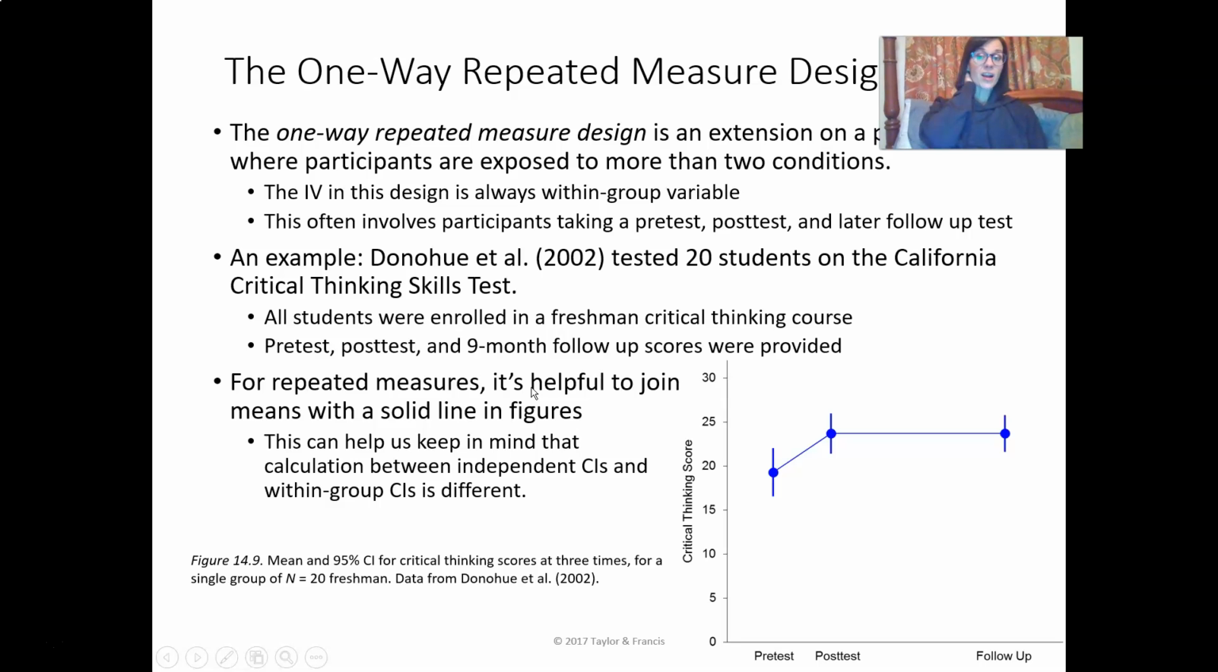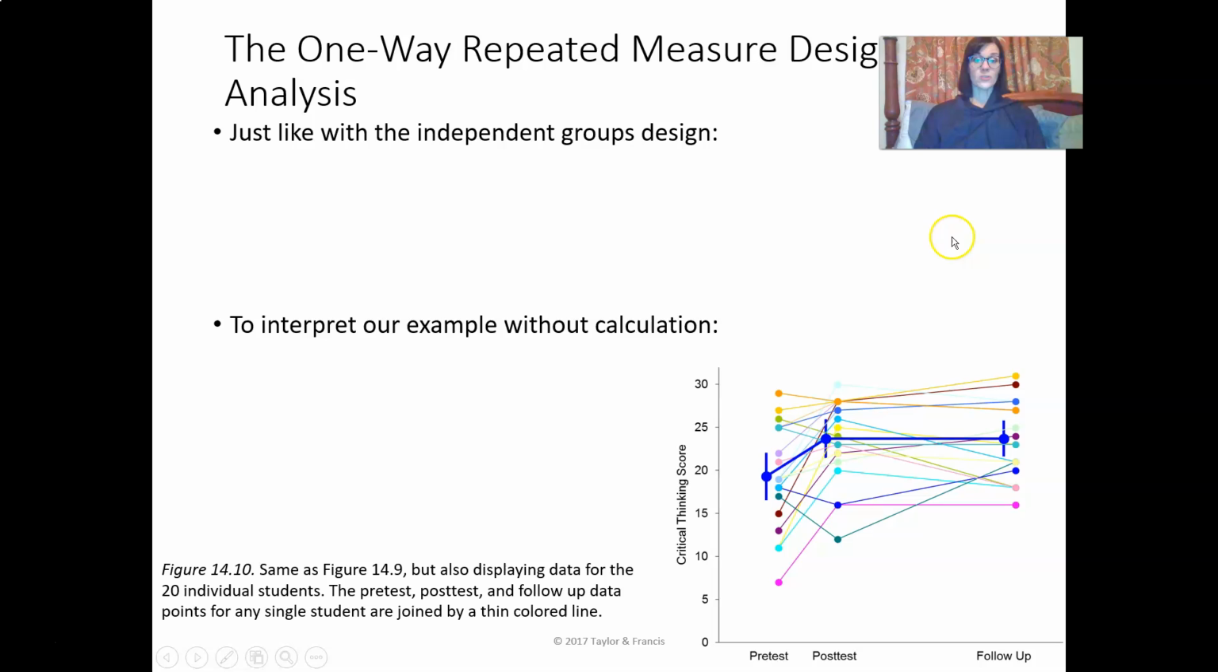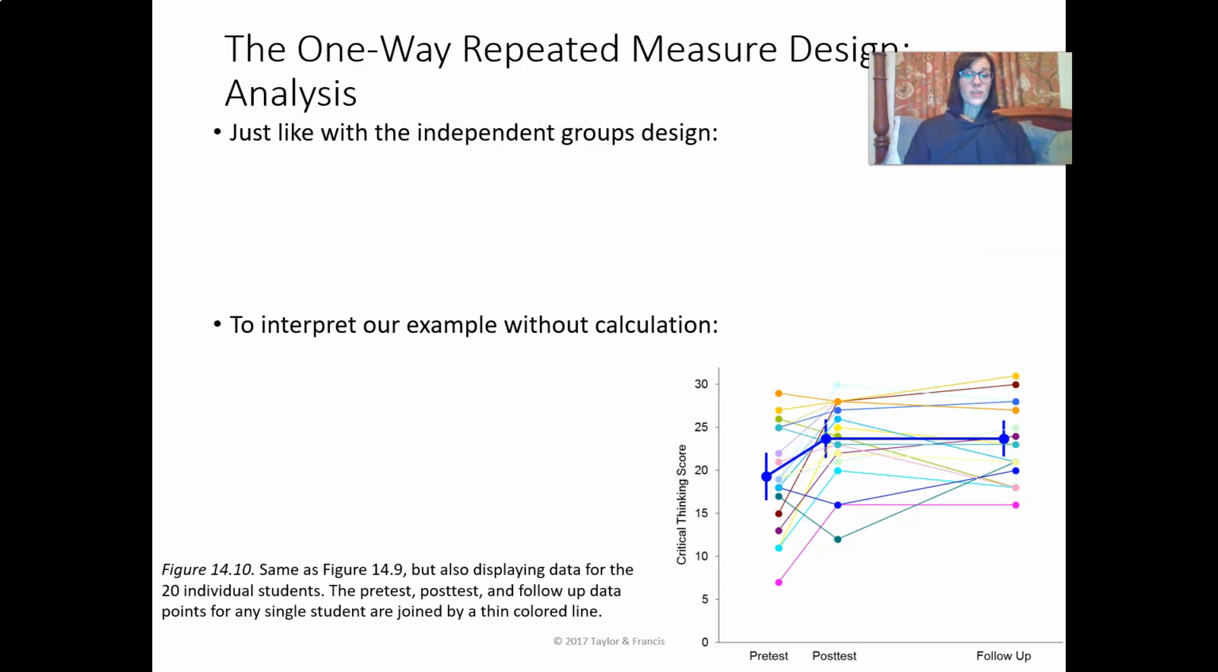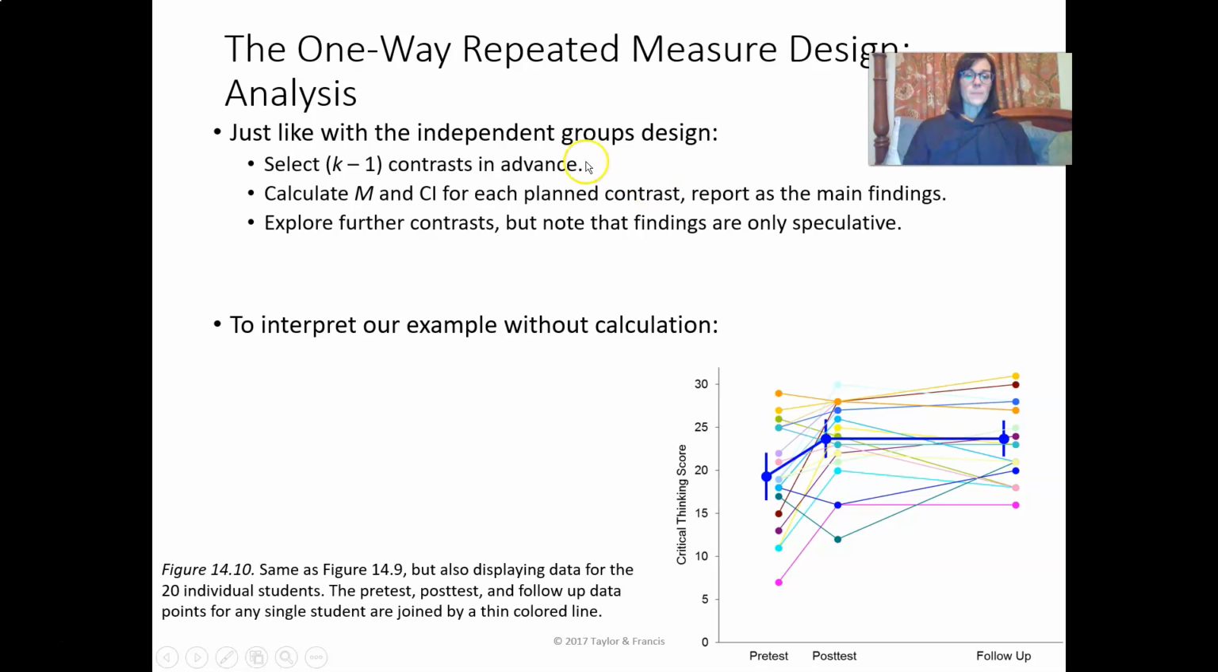Remember that when we talk about a repeated measures design, focusing on the overlap is really not helpful at this point. And one of the things that we're also going to take into account is that here we need to draw a line. This can help us remember that we are looking at data from the same people every time and that they're not independent groups. So just like with our independent groups design, you are going to select the number of contrasts that you want to make in advance, and that needs to be your number of conditions minus 1.